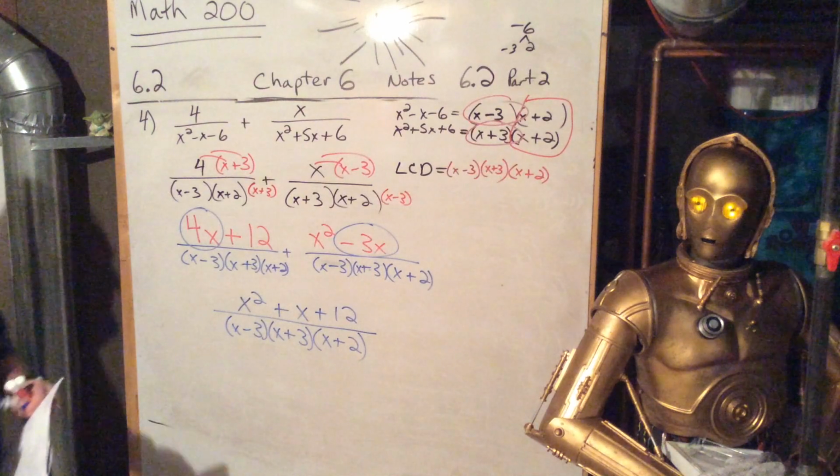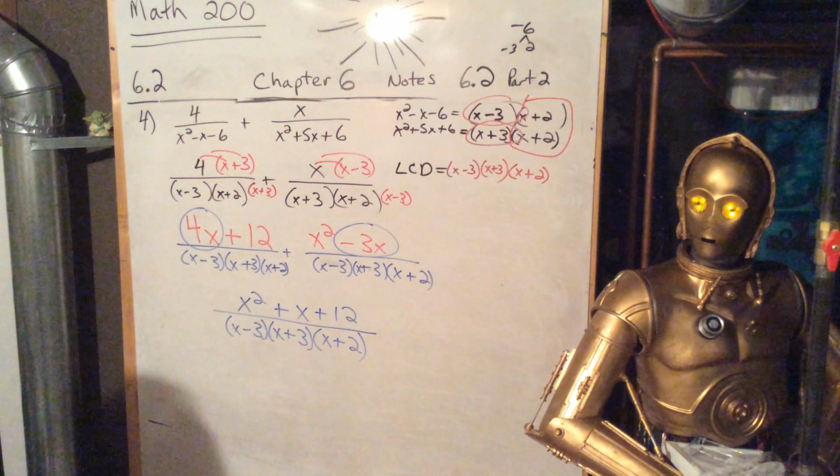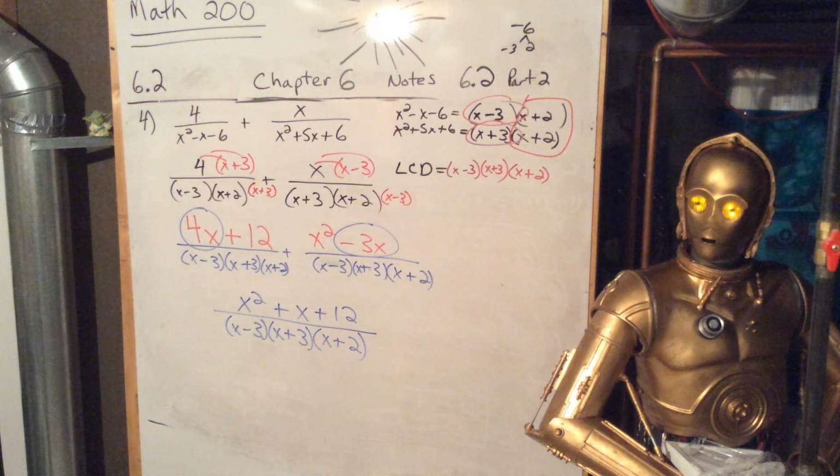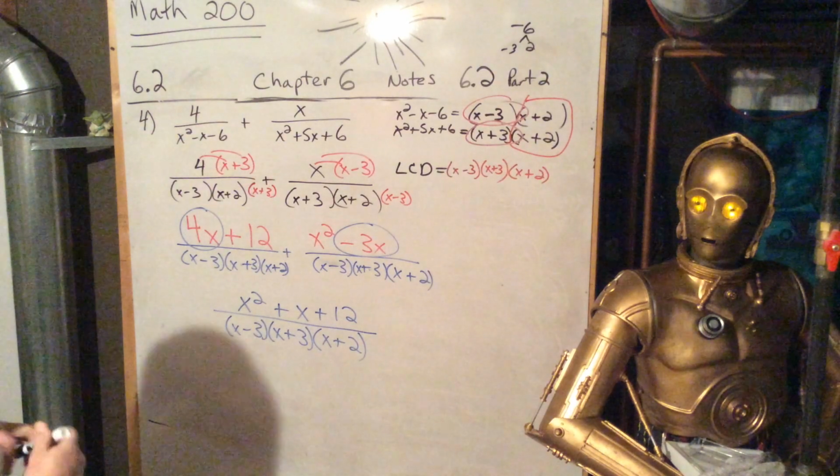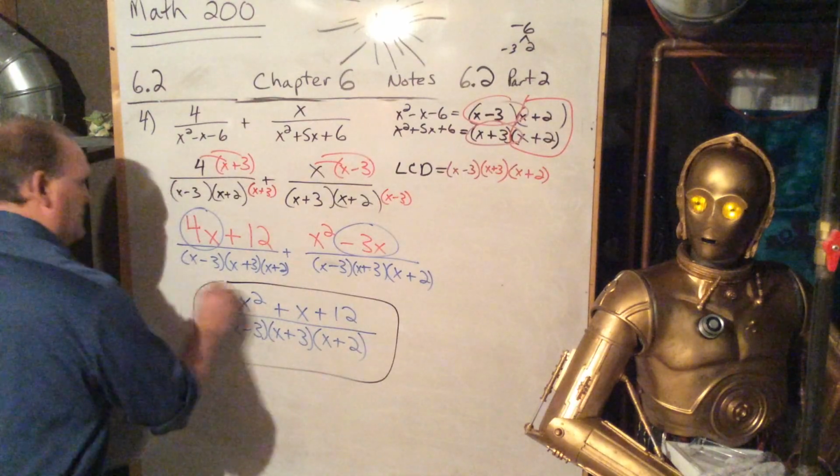I think that is it. Multiplies to be 12, 4 and 3, 6 and 2, 12 and 1. None of those will add up to 1. So that is all she wrote. That is the answer. All right.